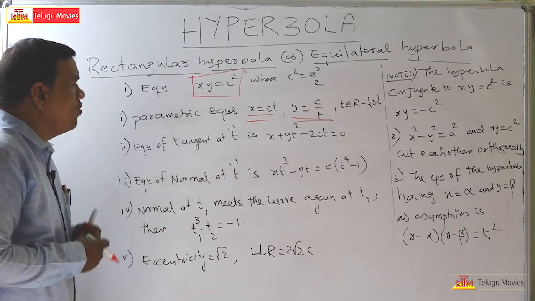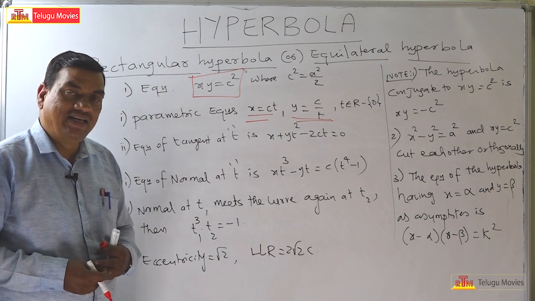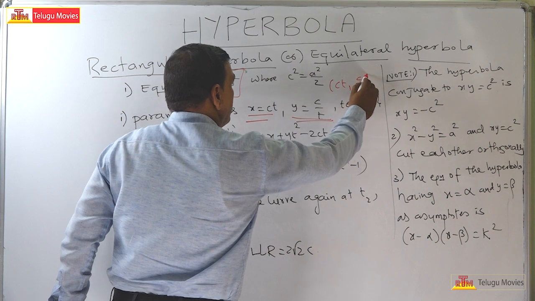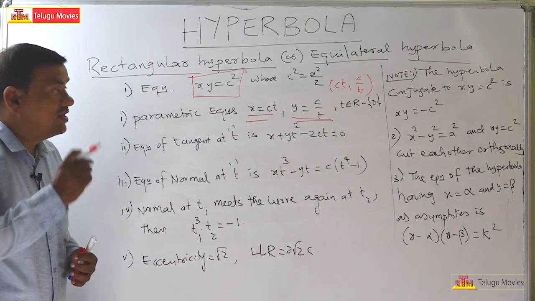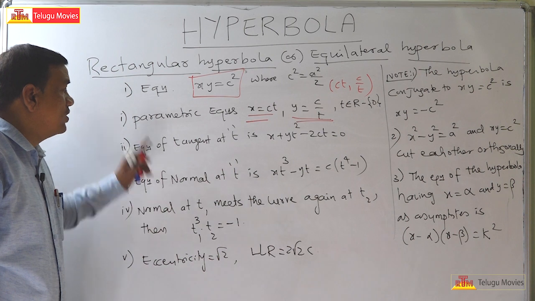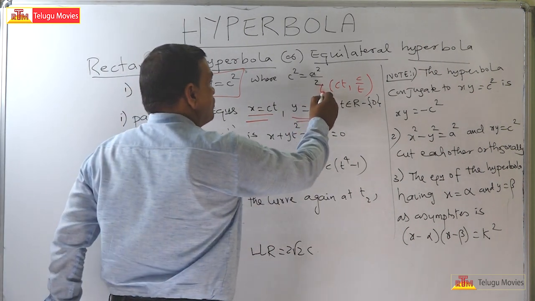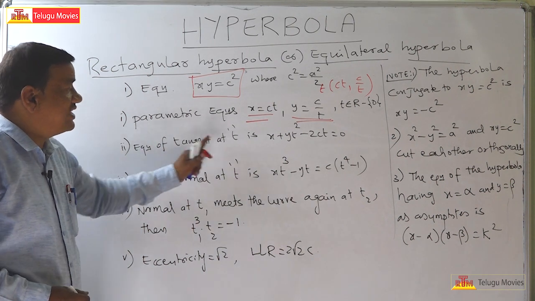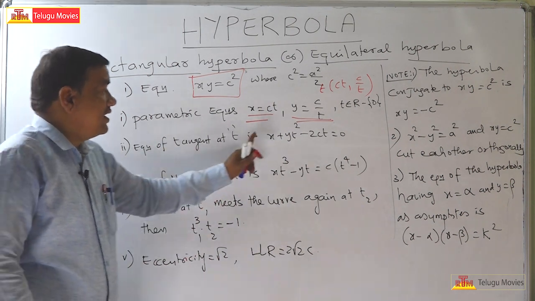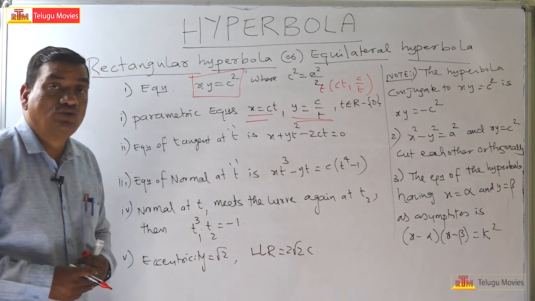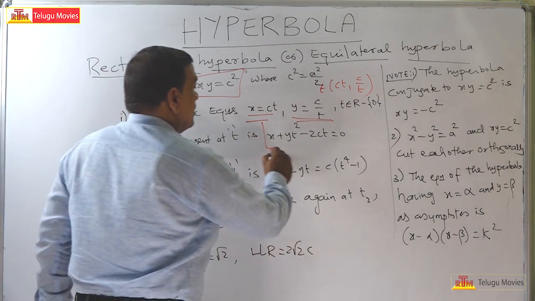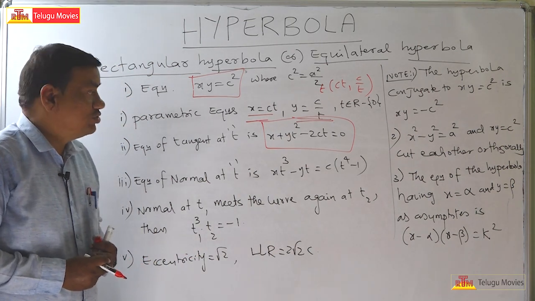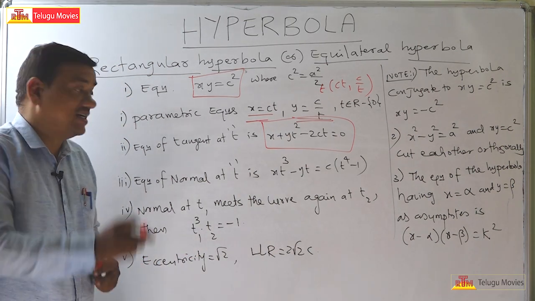Next, what is the equation of the tangent at t? The parametric point will be (ct, c by t). That is the parametric point, denoted by small t. The equation of the tangent at t is x plus yt square minus 2ct equals 0. That is the equation of the tangent at t.